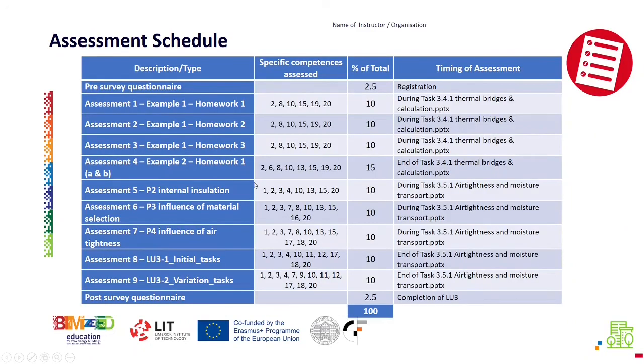The following table gives you an overview of the assessment schedule for Learning Unit 3. So we have 9 homeworks, 9 assessments, and here you can see the percentage of total grade allocated for each homework and the individual exercises. You will also find this information on the Moodle platform in the before mentioned document titled Learning Unit 3 Information for Trainers.